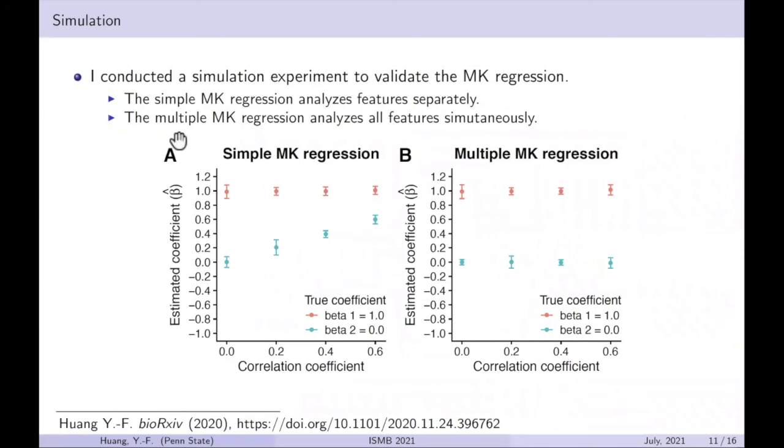We also apply the MK regression to all features jointly. We call it the multiple MK regression. In the multiple MK regression, we can potentially control for confounding features. And the true regression coefficients for the two features are 1 and 0 respectively.